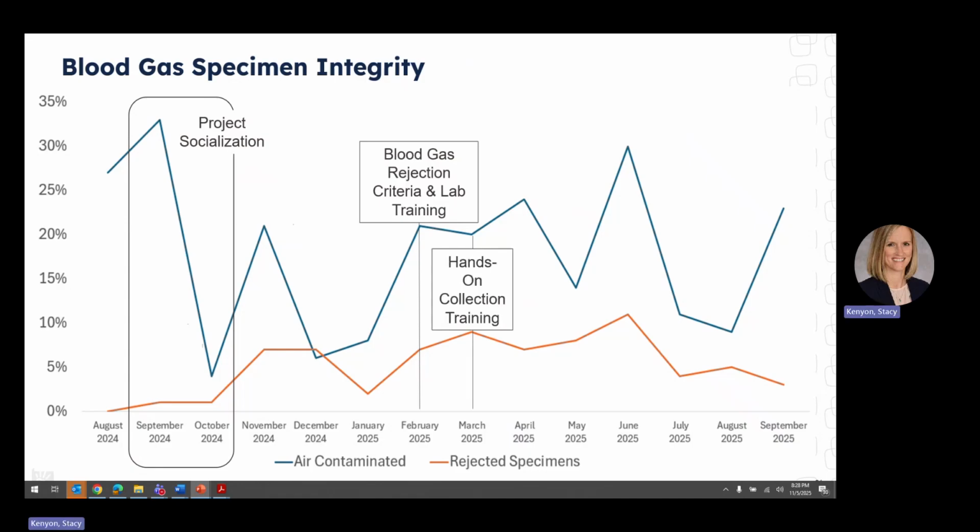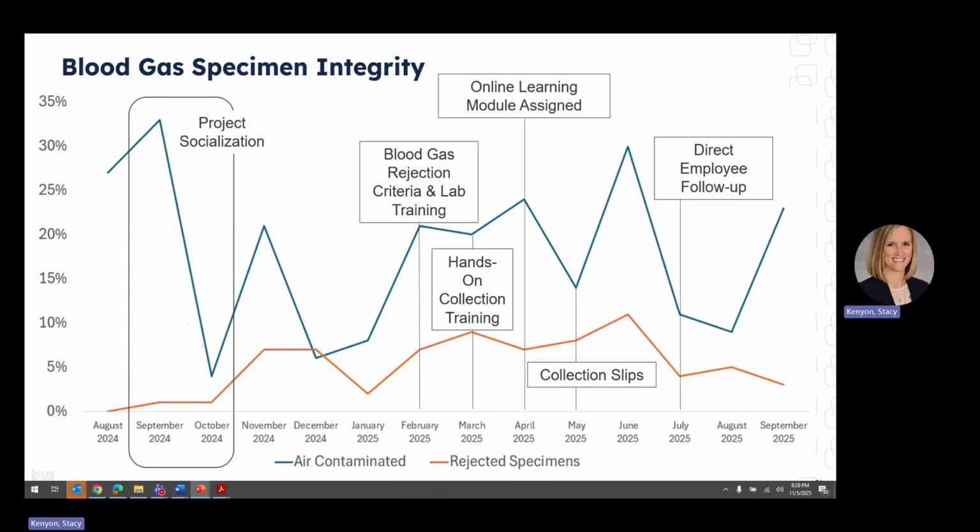So I'm just going to quickly flip through so you can see when each of the interventions were completed. But ultimately what you can see is that with each intervention, there are variable responses in the percentage of blood gas specimens with air contamination.